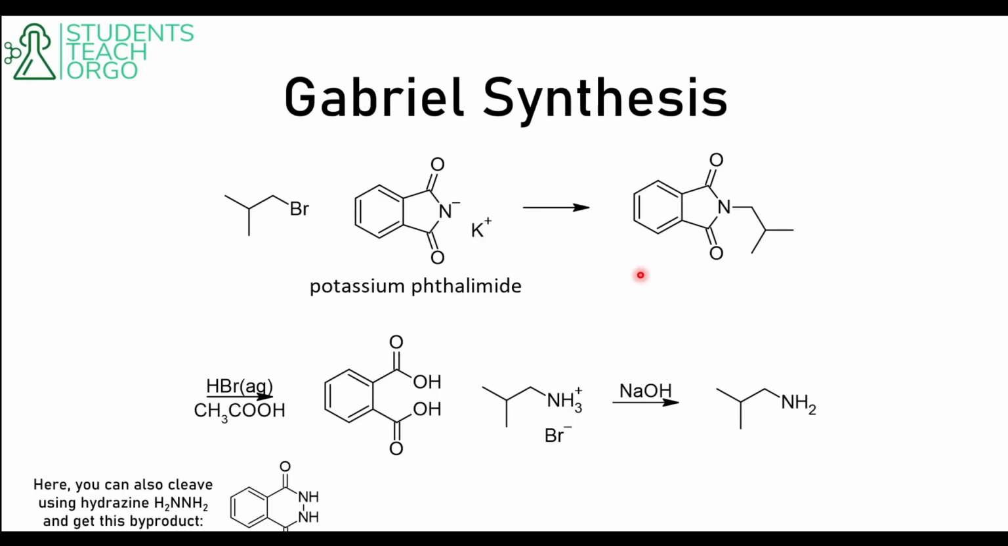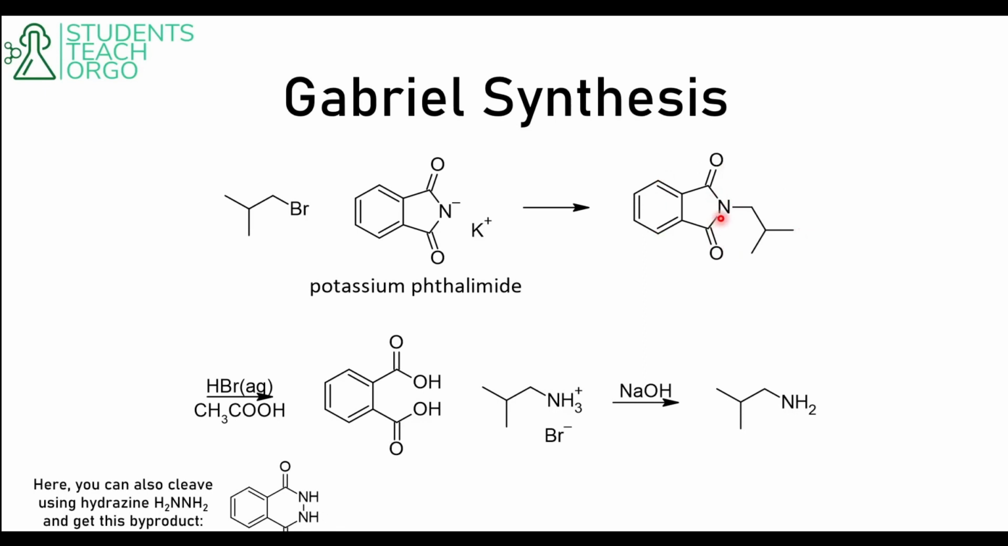Another common method is the Gabriel synthesis. This uses a particular reagent called potassium phthalimide. So that's this potassium salt right here. The potassium ion doesn't really take part in the reaction per se. So we take our alkyl bromide again, we react it with the phthalimide group, and that will attach onto the nitrogen. The nitrogen here will displace the bromine, and the alkyl group will attach to the nitrogen there.